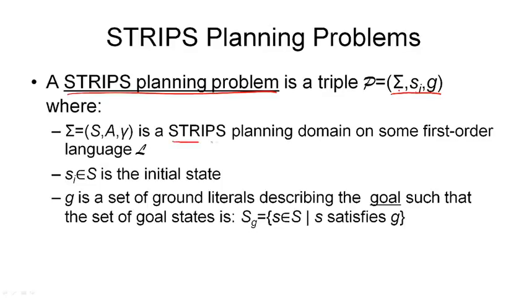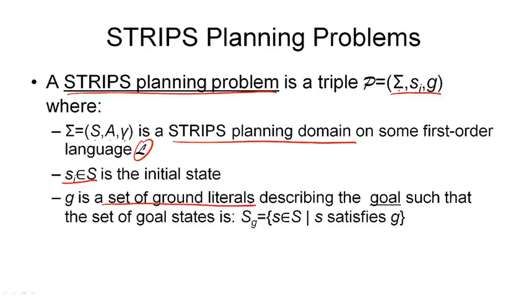The first is a STRIPS planning domain that is defined over some first-order language we've seen earlier. And again, we have the state space, the action space, and the state transition function as we've seen in the previous slide. Then there are two more things we need for a planning problem. The first is an initial state, which is simply one of the states in our state space. Finally, the goal of a planning problem is defined as a set of ground literals.